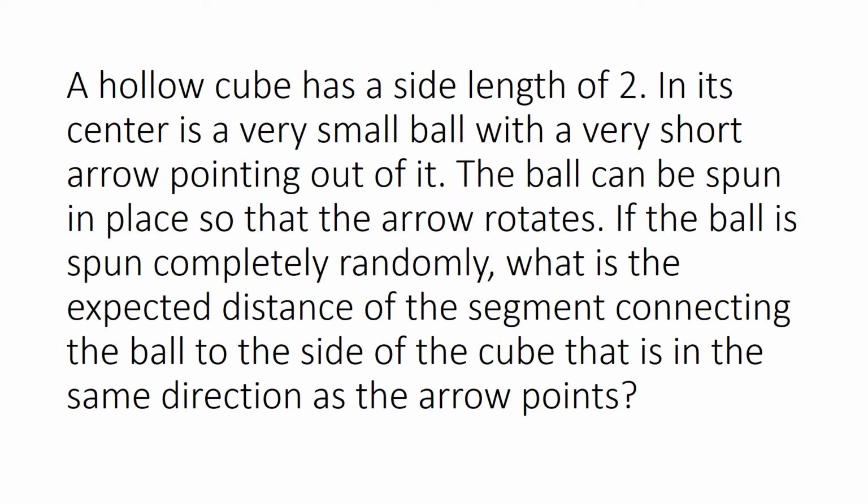So we have a hollow cube that has a side length of 2, and in its center is a very small ball with a very short arrow pointing out of it. The ball can be spun in place so that the arrow rotates. If the ball is completely randomly spun, then what is the expected distance of the segment connecting the ball to the side of the cube that is in the same direction as the arrow points?